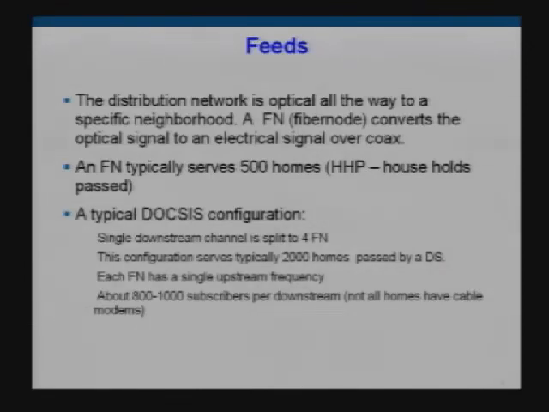Any questions on the DOCSIS 2.0? Yeah. Is there a typical bandwidth that's used in the U.S.? You talk about all the different encoding and potential bandwidths. Is there a very typical use in the U.S.?